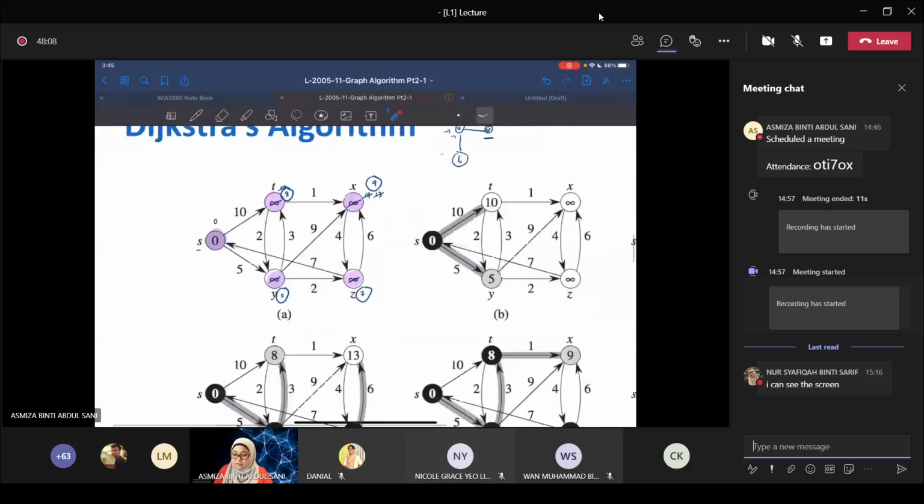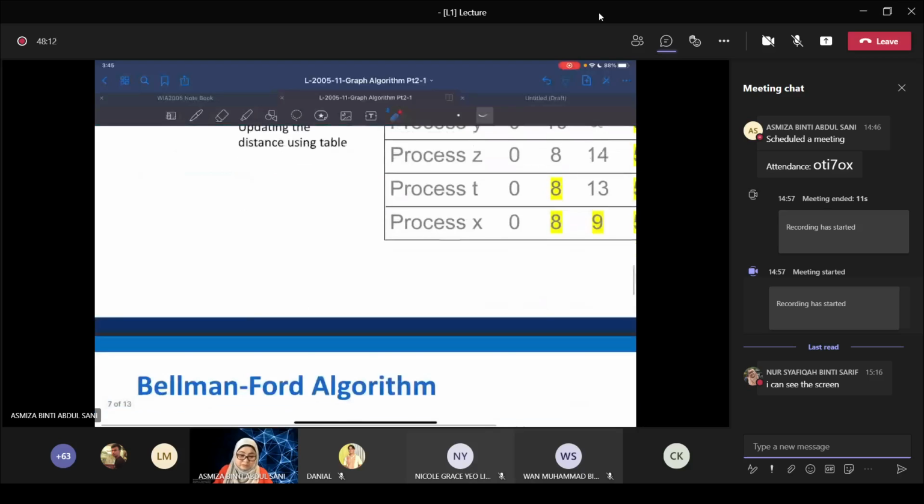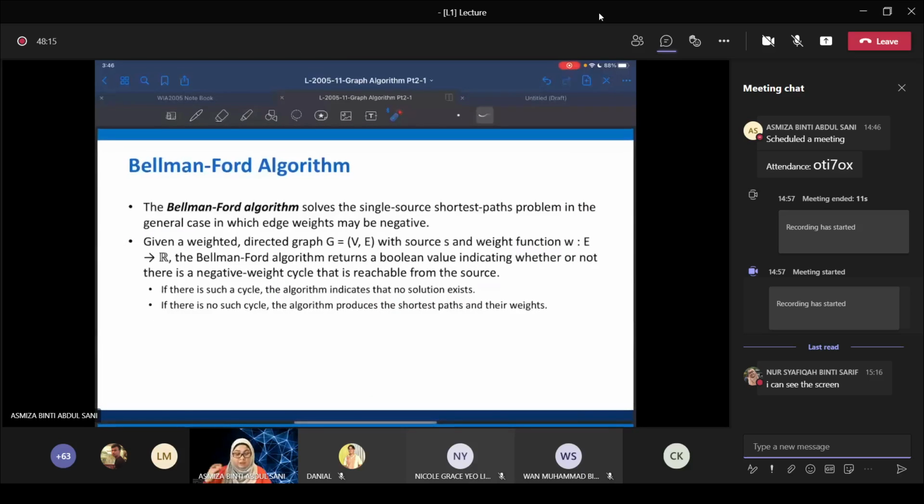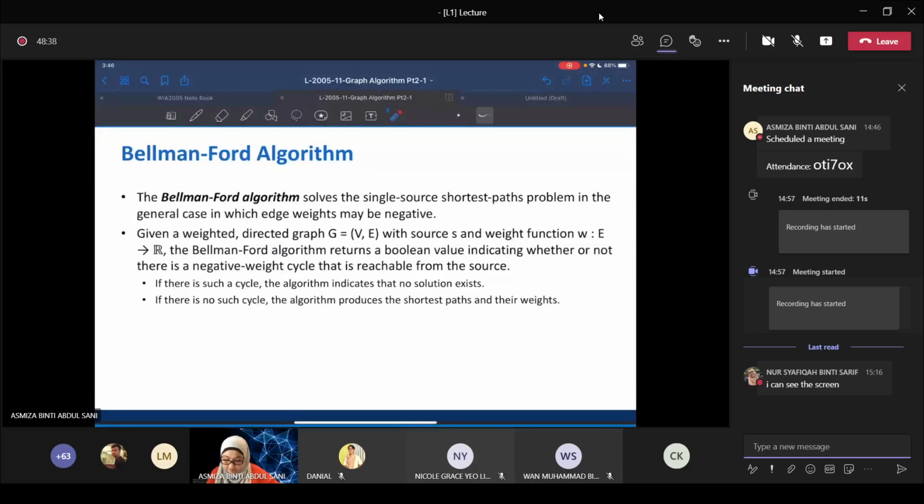So that's why we use Bellman-Ford. If, let's say, you have a negative edge and you want to make sure that you get the shortest path between a single source, one node, to the rest of the nodes in the graph, we apply the Bellman-Ford algorithm. Here, if we look at the definition, Bellman-Ford solves the single source shortest path problem, and in this case, the edge weight may be negative.